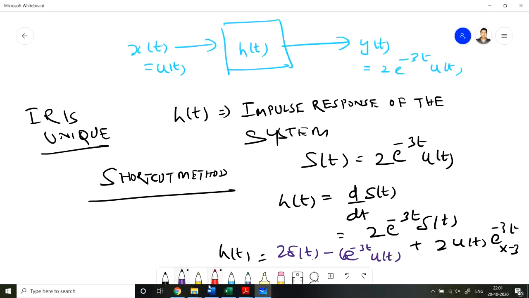And please check that this is the same h(t) we got without using the shortcut method. So this is the shortcut method. Basically, the step response is given and the impulse response is just the differentiation of the step response. So this is our impulse response.